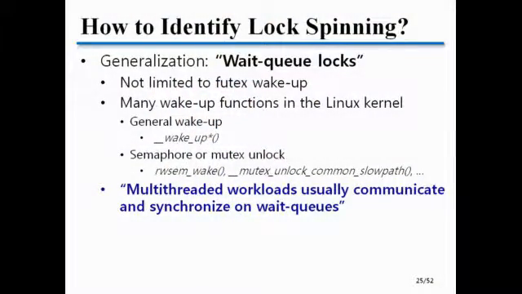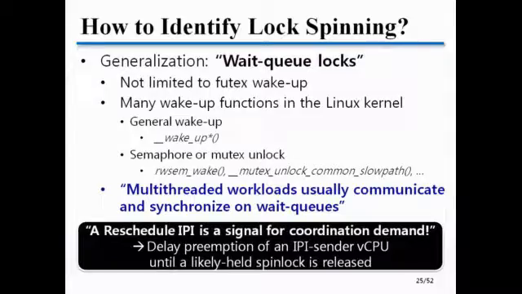So this problem is not only for mutex, but can be generalized to WakeQ locks. In the Linux kernel, many general wake-up functions and the kernel semaphore or mutex unlock functions can suffer from this problem by preemptible or prolonged critical section. Also, this issue is very general, based on the fact that multi-threaded workloads usually communicate with each other based on the WakeQs. So a rescheduled IPI can be used as a hint to delay the preemption of the sender vCPU until the WakeQ lock is finally released.